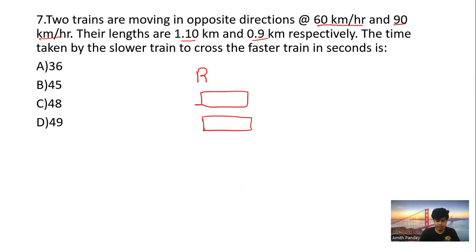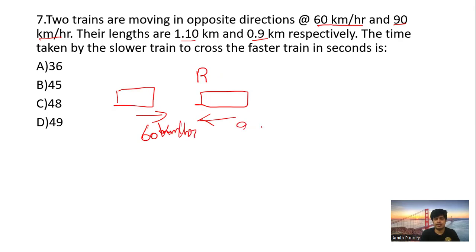Okay, so this train and the other. Not on the same track, just for the visuals as I'm showing. One is going at the speed of 60 kilometer per hour. The other is 90 kilometer per hour. Fine. So relative speed, if the directions are opposite, always do remember it will be added. 60 plus 90, that is 150 kilometer per hour.